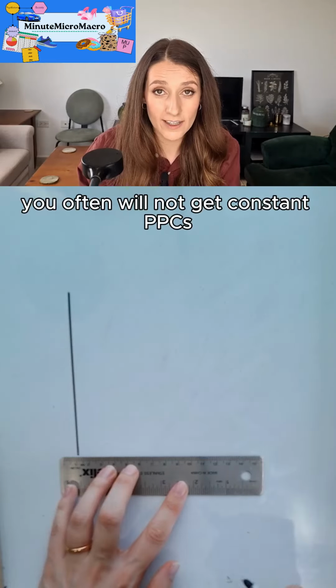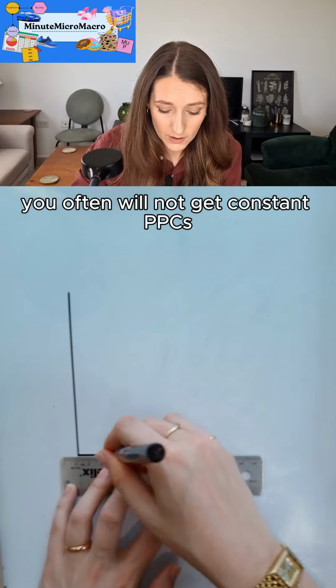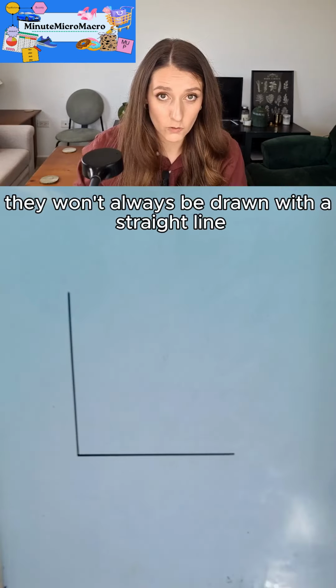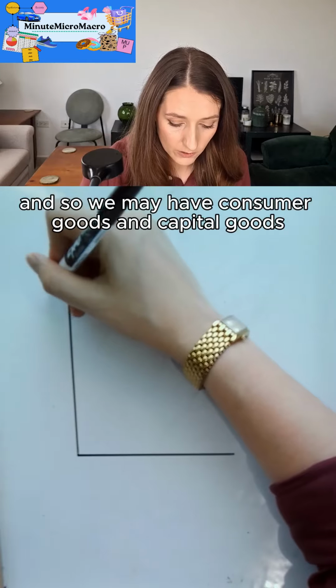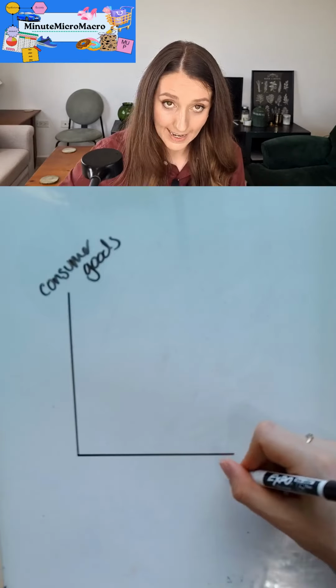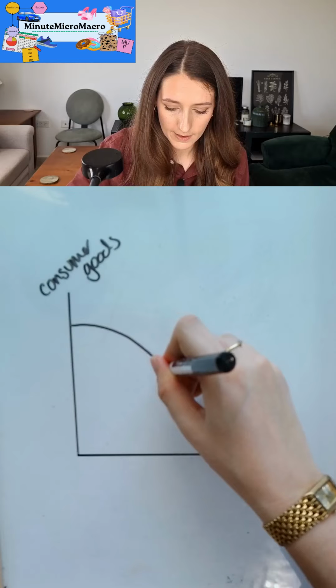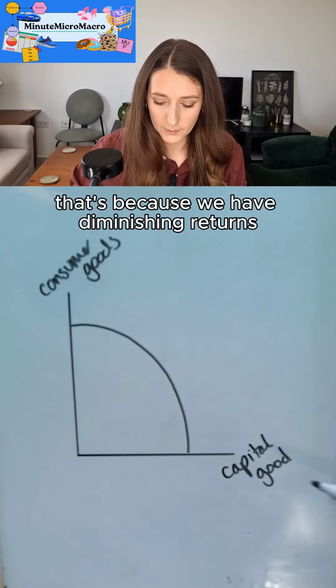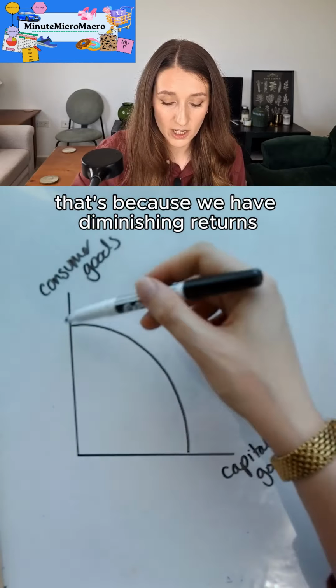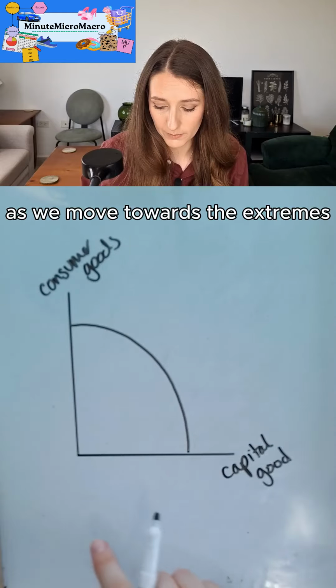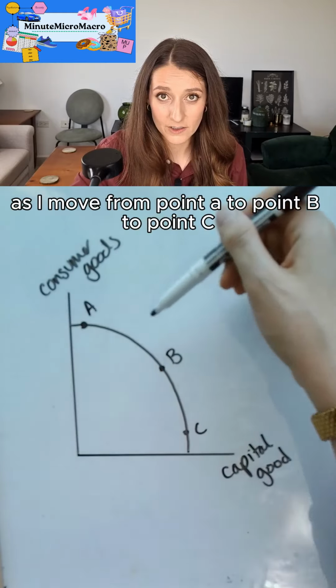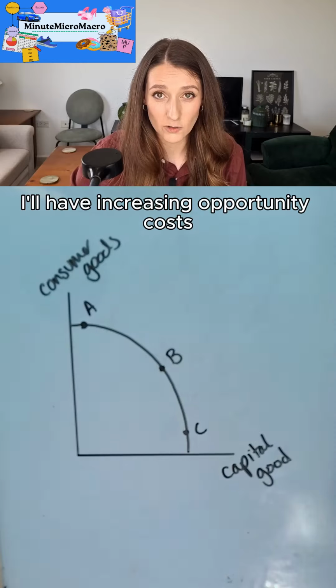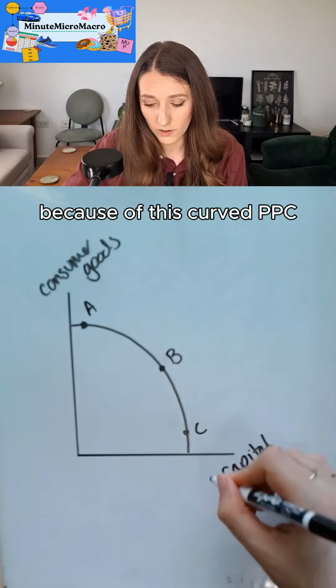You often will not get constant PPCs. They won't always be drawn with a straight line. And so we may have consumer goods and capital goods with a PPC that bows outwards. That's because we have diminishing returns as we move towards the extremes. As I move from point A to point B to point C, I'll have increasing opportunity costs because of this curved PPC.